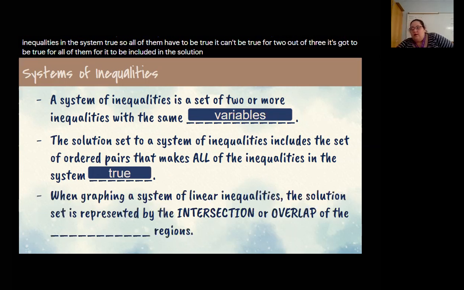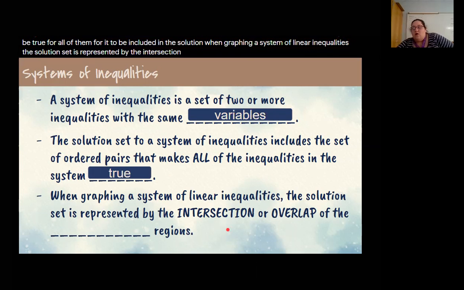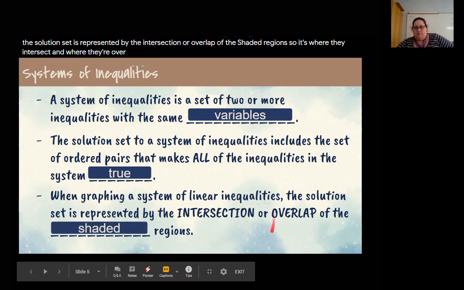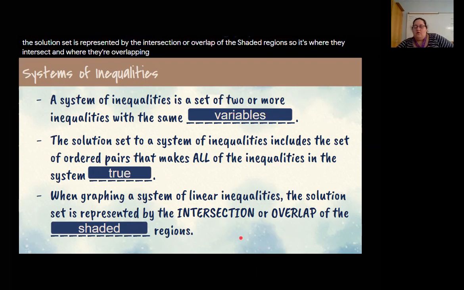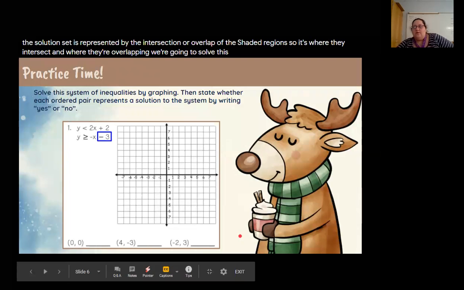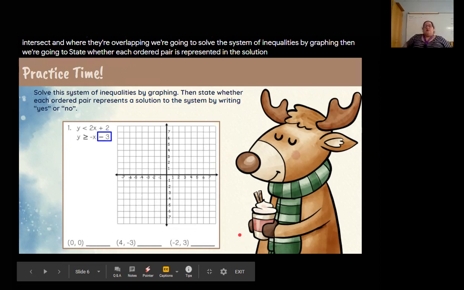It's got to be true for all of them for it to be included in the solution. When graphing a system of linear inequalities, the solution set is represented by the intersection or overlap of the shaded regions. So it's where they intersect and where they're overlapping. So we're going to solve the system of inequalities by graphing. Then we're going to state whether each ordered pair is represented in the solution to the system by writing a yes or a no.